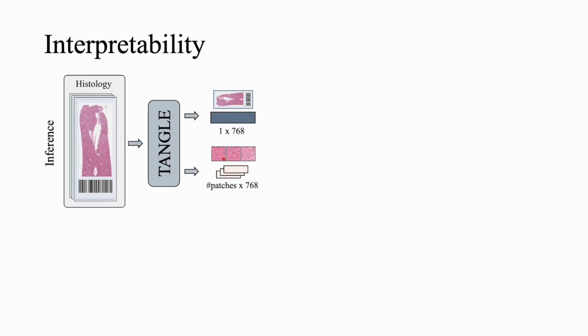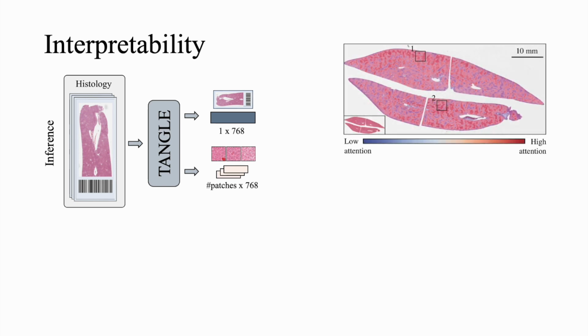During training, TANGLE uses the histology slides as input, as well as the bulk RNA sequence data as a supervision signal. But the cool thing about TANGLE is we don't need the bulk RNA sequence data during inference anymore. We can just throw the histology slide in, and it will output the slide representation and, if you want, also the patch features. And this can be used now to infer and visualize the important regions which the model identifies as similar to the bulk RNA's transcriptome.